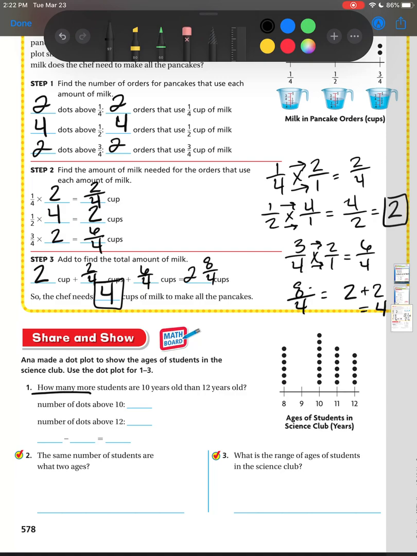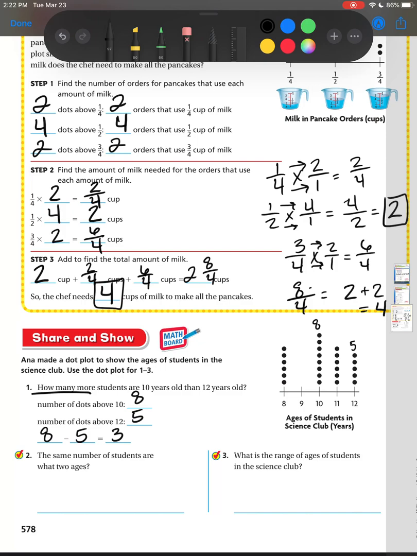If we're looking at 10-year-olds and 12-year-olds, we have 1, 2, 3, 4, 5 students that are 12, and 1, 2, 3, 4, 5, 6, 7, 8 students that are 10. How many more? That's going to be 8 students minus 5 students. So 8 minus 5 is 3. So the 10-year-old students are going to have 3 more than the 12-year-old students.